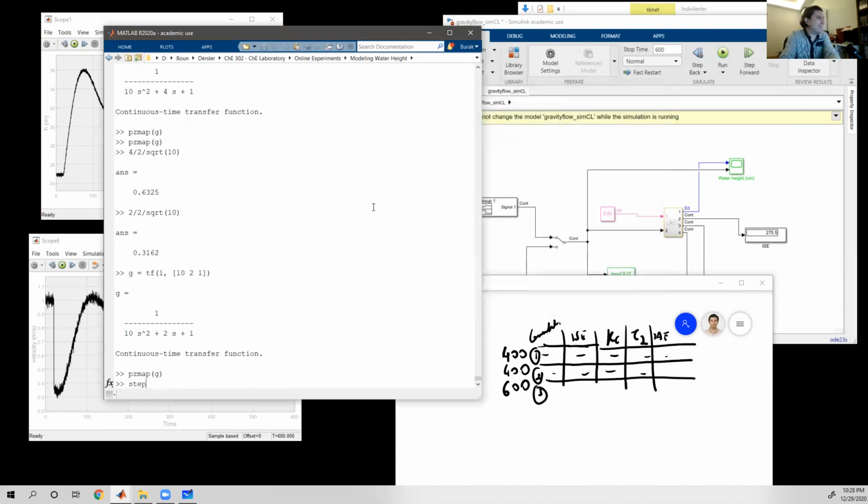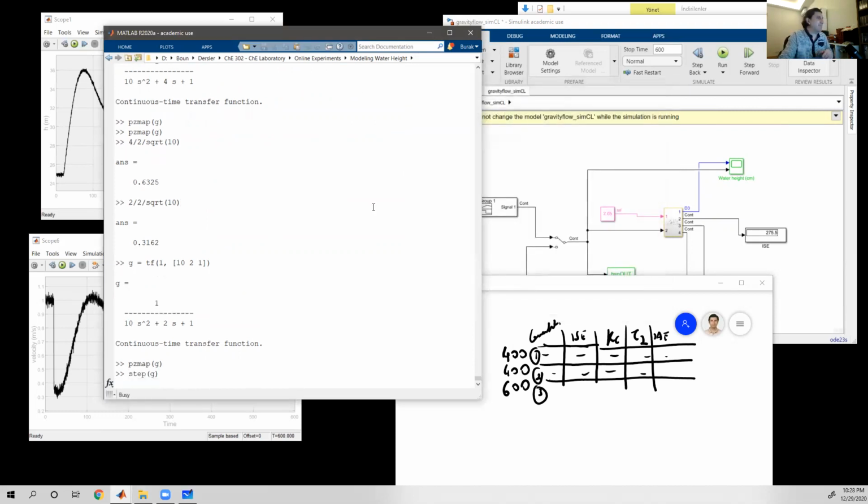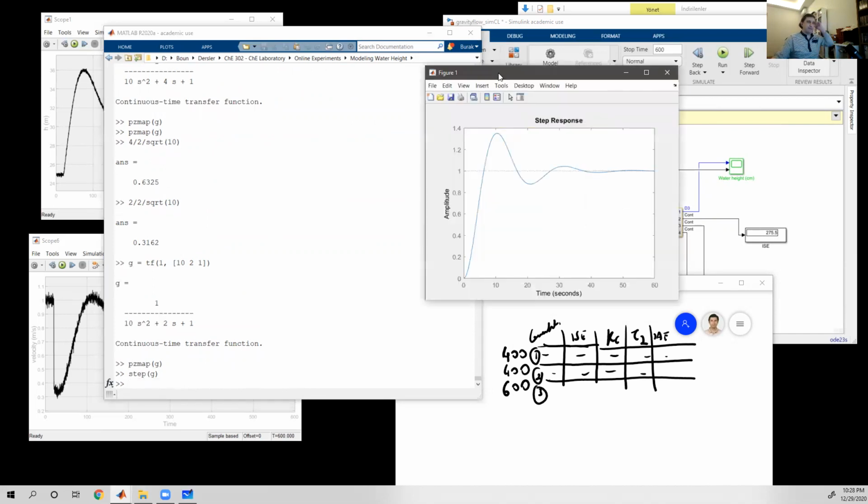So if I give a step change to this underdamped system, this is going to be my response. So this is typically the borderline response that we would like our controller to give us, or our system under closed loop to give us.